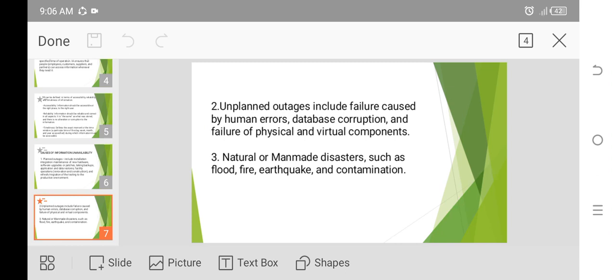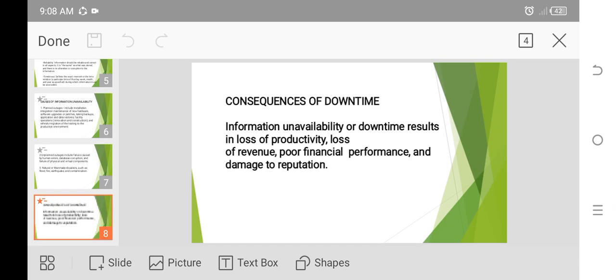These kinds of issues can cause disruption and problems for businesses that rely on this system to function properly. Then, third is the natural or man-made disasters, such as a flood, fire, earthquake, and contamination. Then, consequences of downtime.